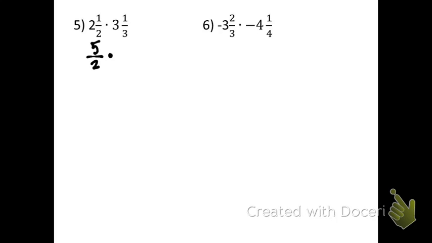Then do the same thing with the other one. 3 times 3 is 9. 9 plus 1 is 10.